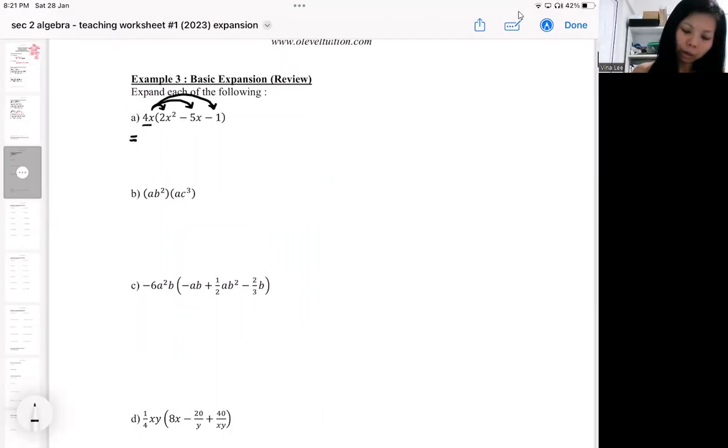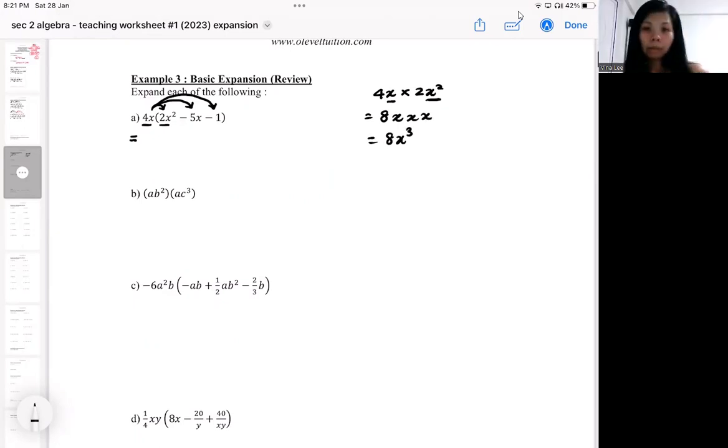So for example, if you look at the first one, in fact, for the first multiplication, some students will make mistakes already. So 4 times 2 is 8. And how many x will you have? So you actually got an 8x cubed. So this is a possible mistake that some of you will make.